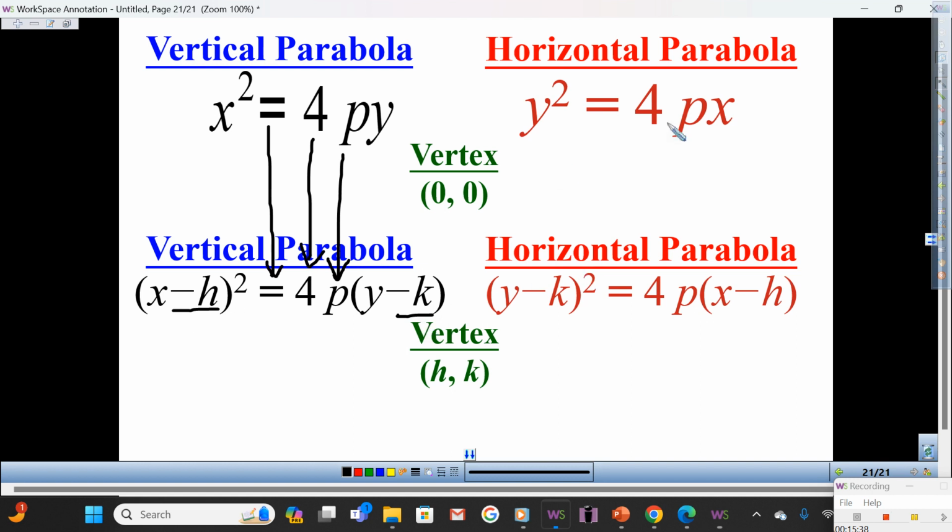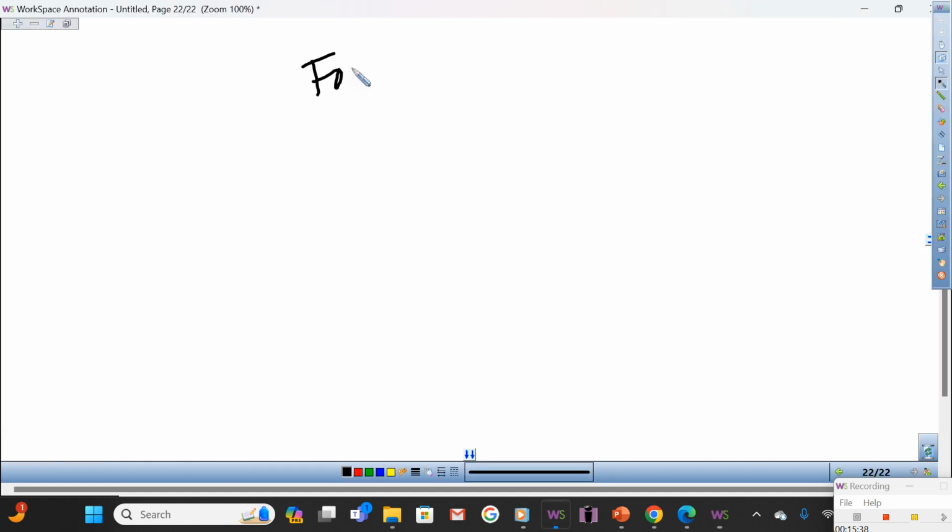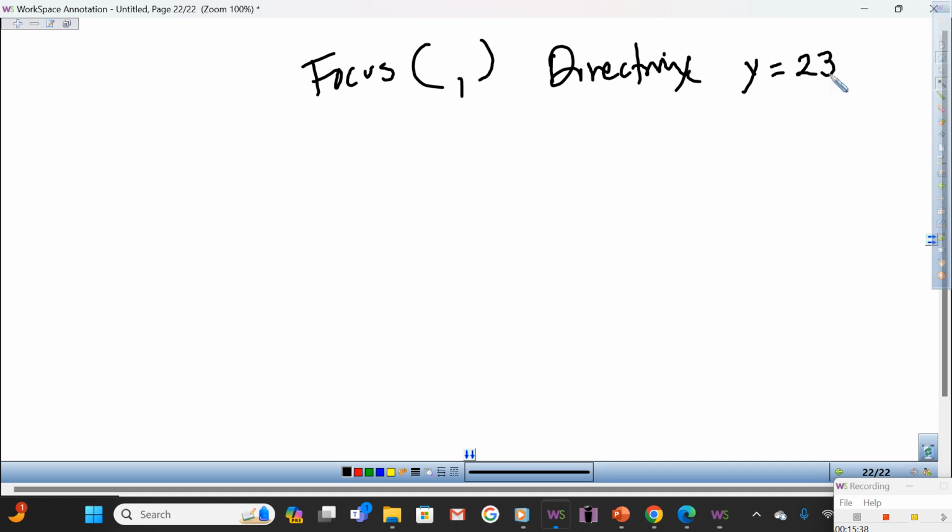Same thing with this one. 4 is there, equal sign is there, the p is there, and instead of x, again, it's negative h. And for the y is what? Negative k. That's the only thing you need to remember. So for example, check this out. Focus, directrix, y equals, give me a number. 23. So, with that said, tell your neighbor, what equation do we write for that?